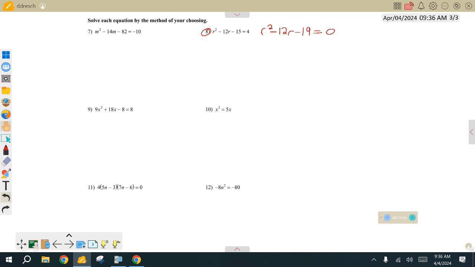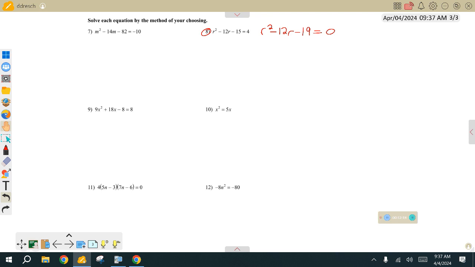Now, remember, in your tool bag, you got 4 methods. You got 4 tools. Can we do square roots here? If I can do square roots, I'm going after square roots. Can I do square roots on this one? No. I've got all 3 terms. Square roots does not work with that. Factoring. Factoring is a possibility.